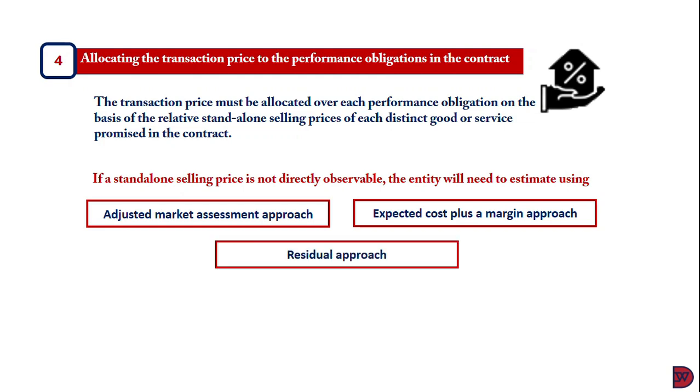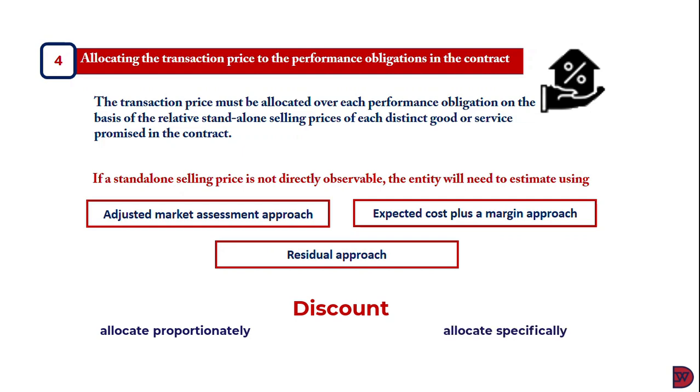The last approach is the residual, permissible in limited circumstances. It involves estimating the standalone selling price by reference to the total transaction price and then deducting the sum of the observable standalone selling prices of other goods or services promised in the contract. Now, where a customer receives a discount for purchasing a bundle of goods or services, the entity must allocate the discount proportionally to all performance obligations in the contract, which means that it is allocating the transaction price on the basis of the relative standalone selling prices.